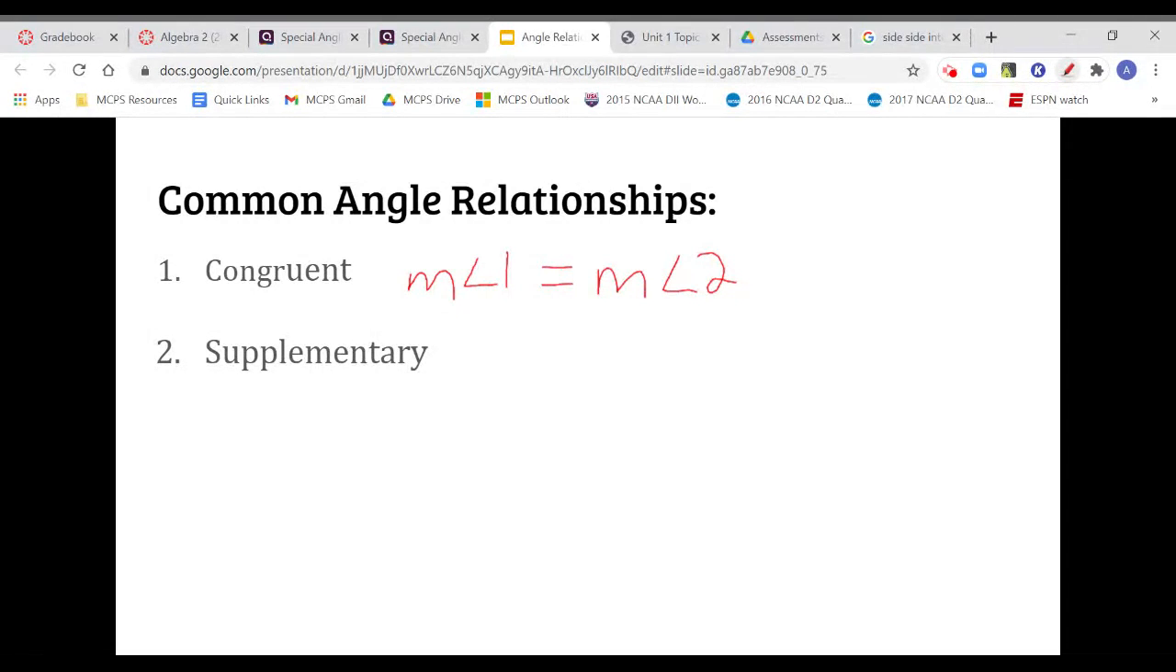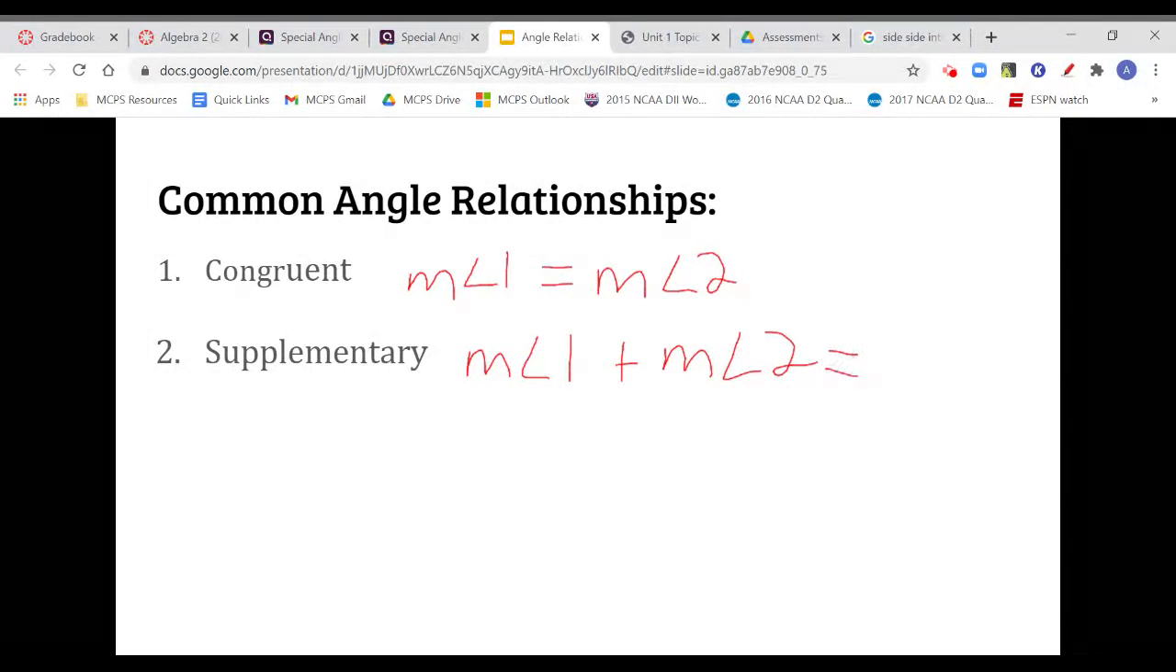The next angle relationship that is very common would be supplementary angles. And if you remember from what we've learned before, supplementary means that angles add up to 180 degrees. So if you have two angles that are supplementary, then you would be adding two angles, and once you add those two together, they're equal to 180 degrees.